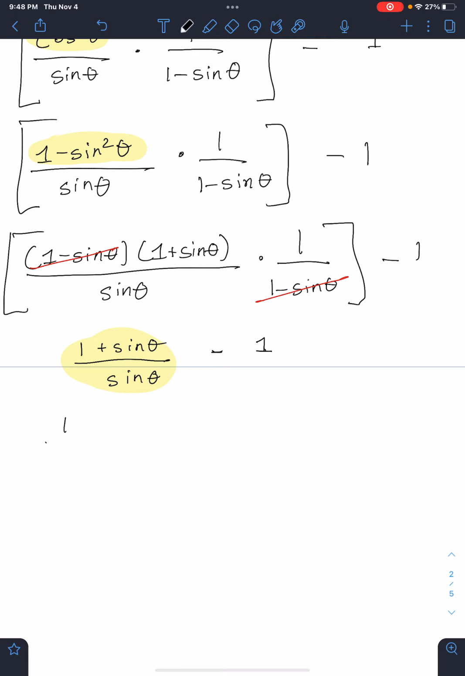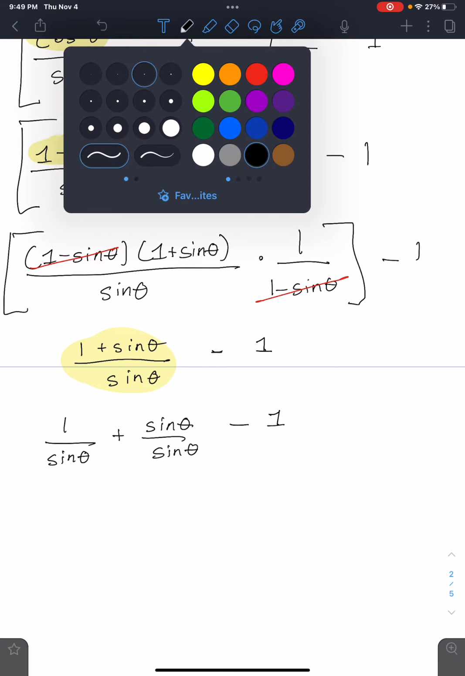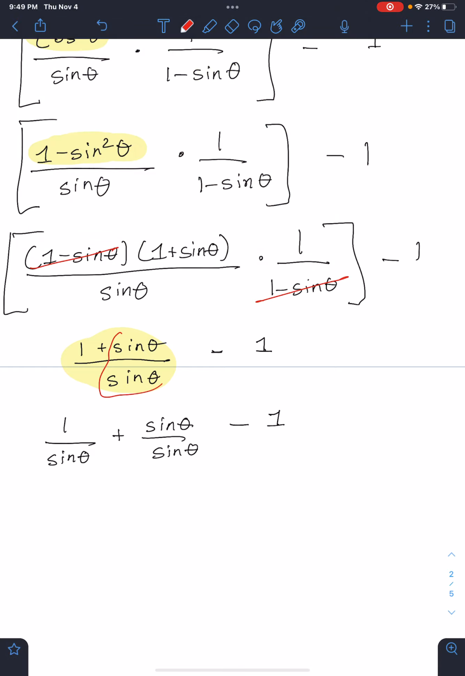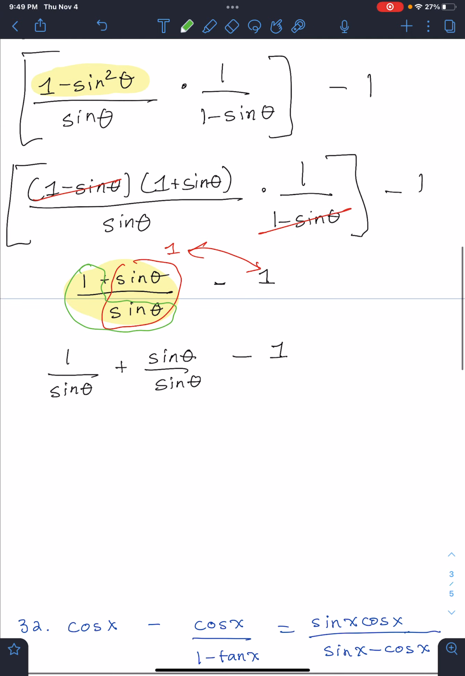You're probably thinking, why would you do that? How do you know to do that? Well, I just noticed that if I do sine divided by sine, I'm going to get a 1. And if I can get a 1 here, then this 1 and this 1 could subtract. And I have this 1 over sine, which I know is cosecant. Knowing that was my end game, I just thought to do that.